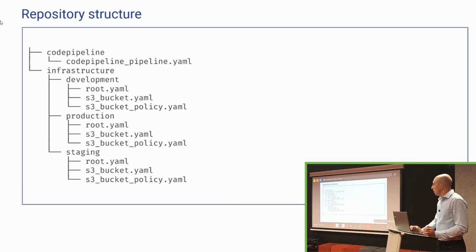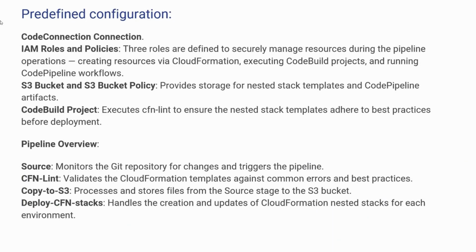And here, a simple infrastructure, similarly in CodePipeline, I have a predefined configuration for applying everything, like pipelines, IAM roles, etc. In the infrastructure, there are also the same three environment folders. In this case, I have root. In root, I defined resources for the creation of the S3 bucket and S3 bucket policy. Which resources do I need? Code connection, already mentioned.